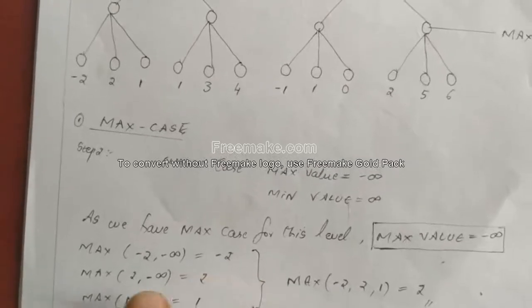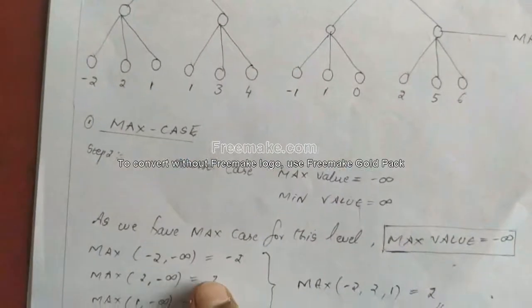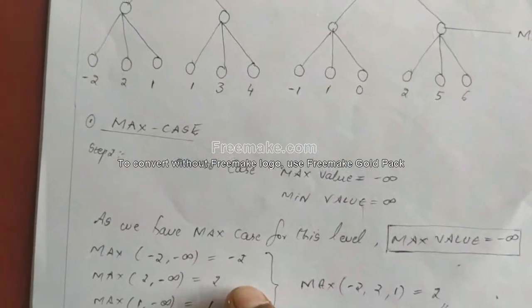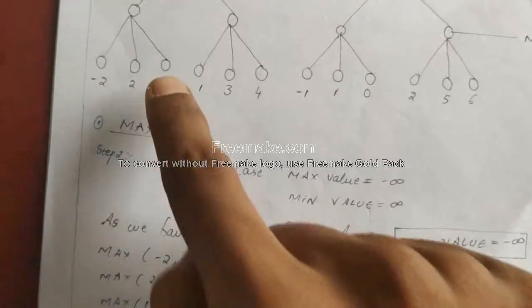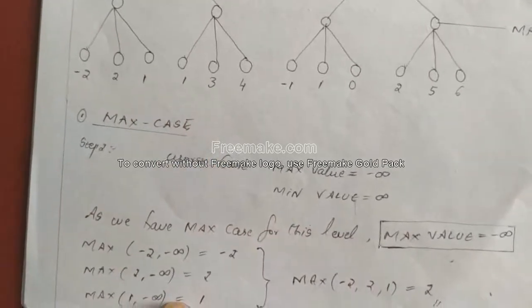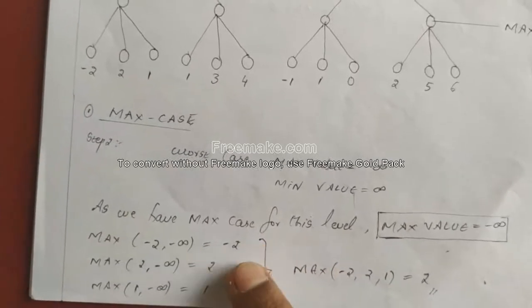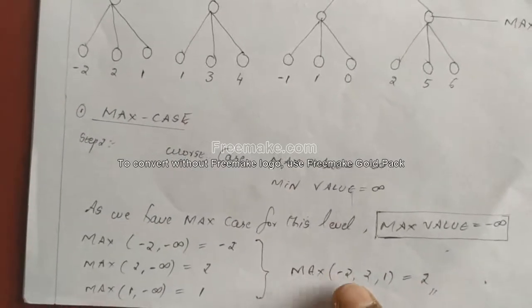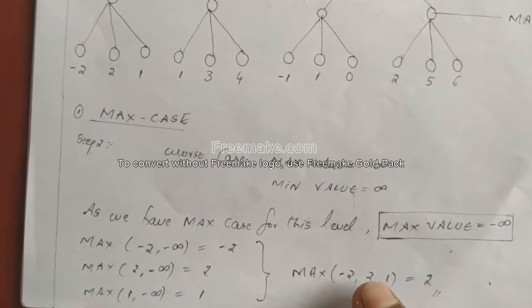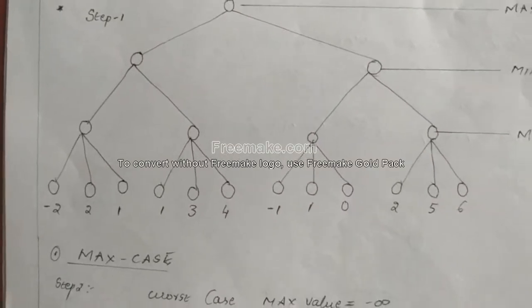The next node value is also compared with the minus infinity value, and it gives you 2. The next value is compared with minus infinity and that gives you 1. So ultimately we need to consider the maximum of all three values, that is max of -2, 2 and 1. Among these the maximum value is 2.